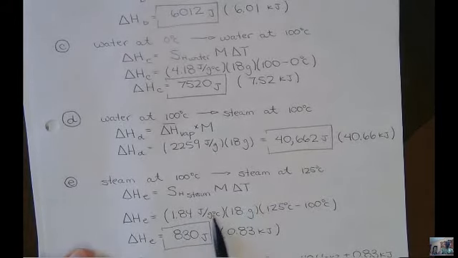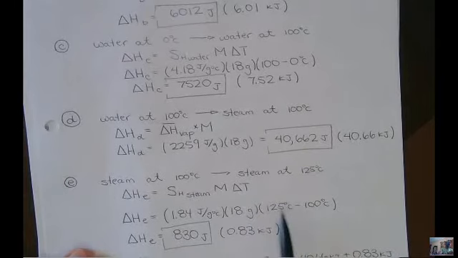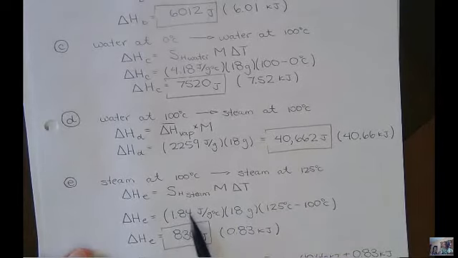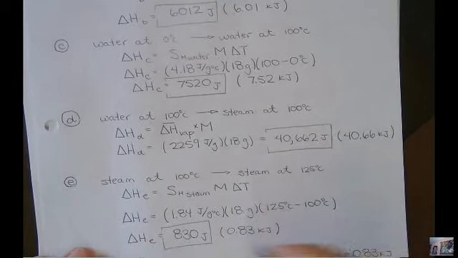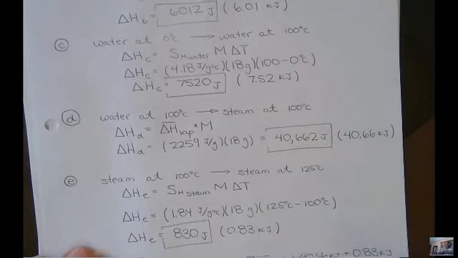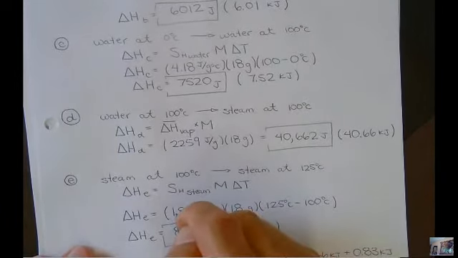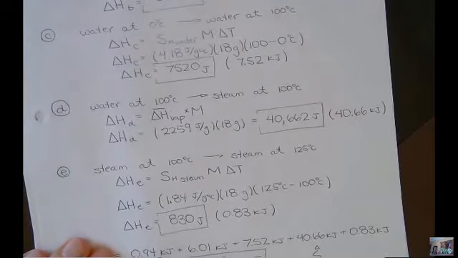Okay, so that one down here, we need 1.84 joules per gram degree C times my 18 grams times 125 minus 100, which gives you 25. So this would be 25 times 18 times 1.84. And that gives you 830 joules, or 0.83 kilojoules.